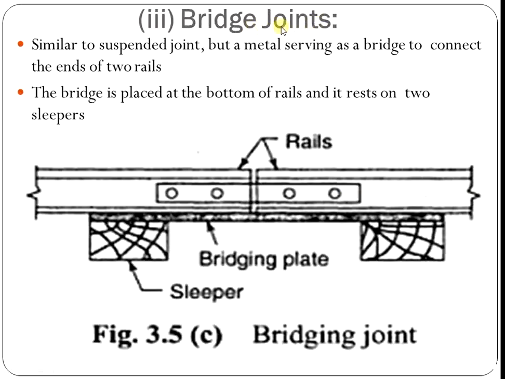Third one is the bridge joint, similar to a suspended joint but with a metal plate serving as a bridge to connect the ends of the two rails. The bridge is placed at the bottom of the rails and it rests on two sleepers. Here, to support the sleeper, we have to provide an additional bridging plate to take the load and evenly distribute it to the bridge girders.